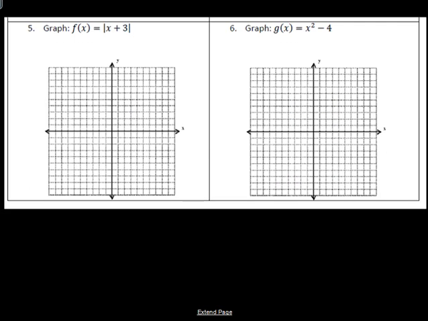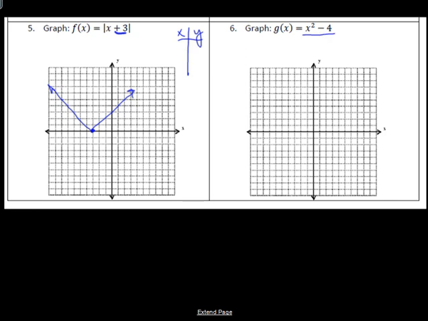For number 5, it says graph f of x is equal to the absolute value of x plus 3. Remember, I look at this plus 3, so I do the opposite of it, and that's where my vertex has been moved to. So it's going to be moved to negative 3. Absolute value functions always make a V shape. So my graph will look like this. If all else fails, you could always make an x and y chart, plug points in. Remember, though, that you have to make a V shape.